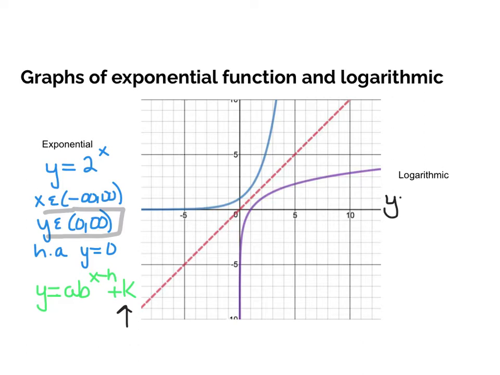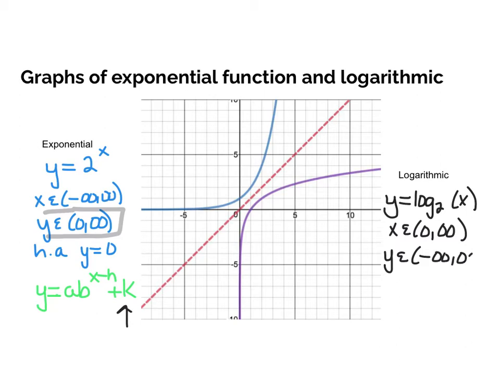So this one graphed in purple is log base 2 of x. The range from the original is the domain of your inverse. That means that log functions have a domain that is restricted. The domain from the original is the range of your inverse. That means the range for log functions is all real numbers. Instead of having a horizontal asymptote, we have a vertical asymptote when x equals 0.